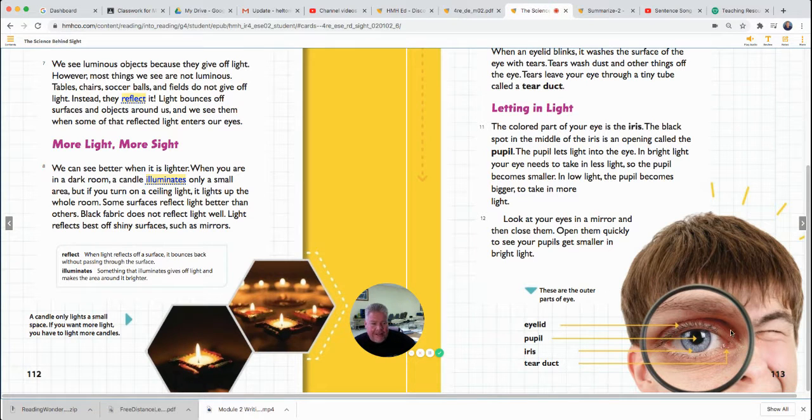Here's the outer part of the eye. You've got your eyelid. It's the part that closes, washes your eye, we read. The pupil's the black part in the middle. The iris is the colored part around the pupil. And your tear duct's over here in the corner. Looks kind of gross, but that's where our tears come from.